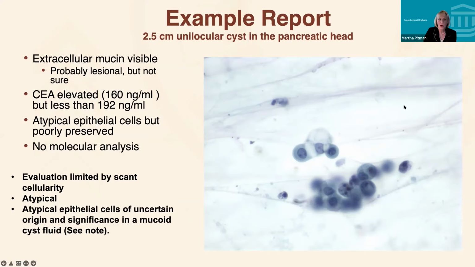It all depends on the quality and quantity and what you see on the smear. The epithelium certainly suggests that this is lesional, that these are cyst lining epithelium, but they're very degenerated. You're just not sure. So the atypical category would be where you'd put a case like this.